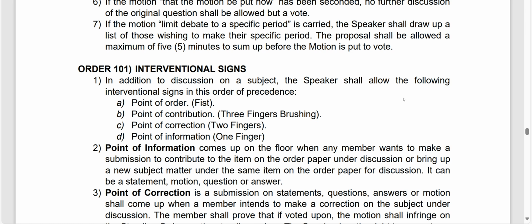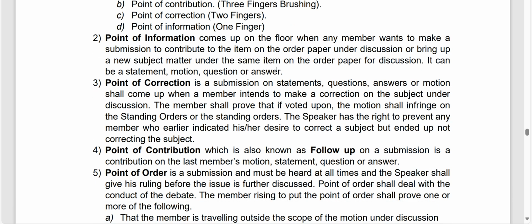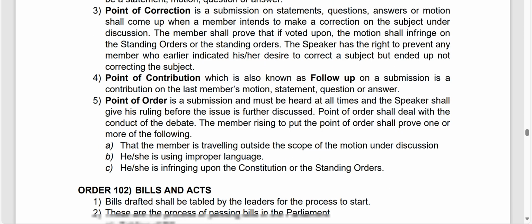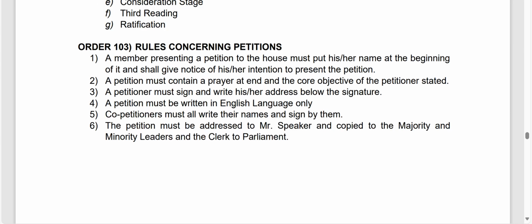Interventional signs, please, all of you must know that we have 4 interventional signs in Youth Impact Parliament. We have point of information, 1 fist, point of correction, 1 finger, point of contribution, 2 fingers, 3, point of order, a fist. So you need to know how to use this. All very simple. Information is to bring a new matter. Correction is to correct a fact laid on the floor. Contribution is to contribute to the subject matter. And point of order is to put someone to order. We also have ways in which our bills and acts are supposed to be passed, and it's all over here.